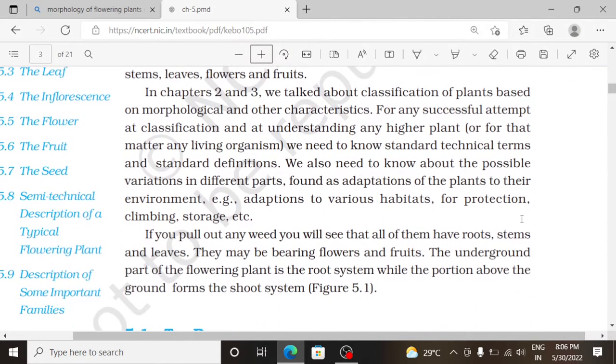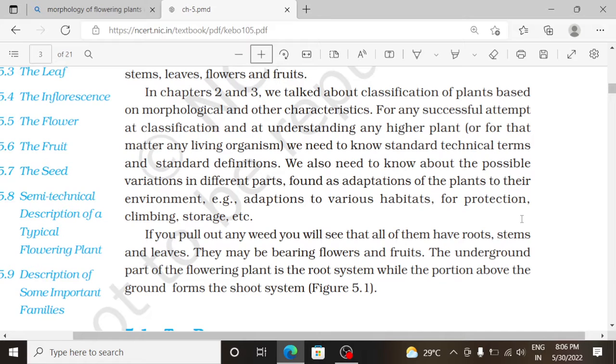In chapter 2 and 3, we talked about classification of plants based on morphological and other characteristics. For any successful attempt at classification and at understanding any higher plant, or for that matter any living organism, we need to know standard technical terms and standard definitions. We also need to know about the possible variations in different parts, found as adaptations of the plants to their environment, for example adaptations to various habitats for protection, climbing, storage, etc.